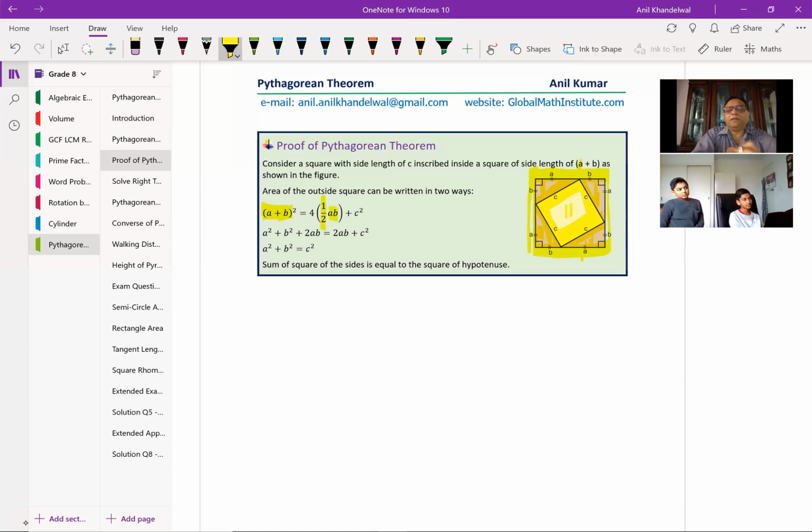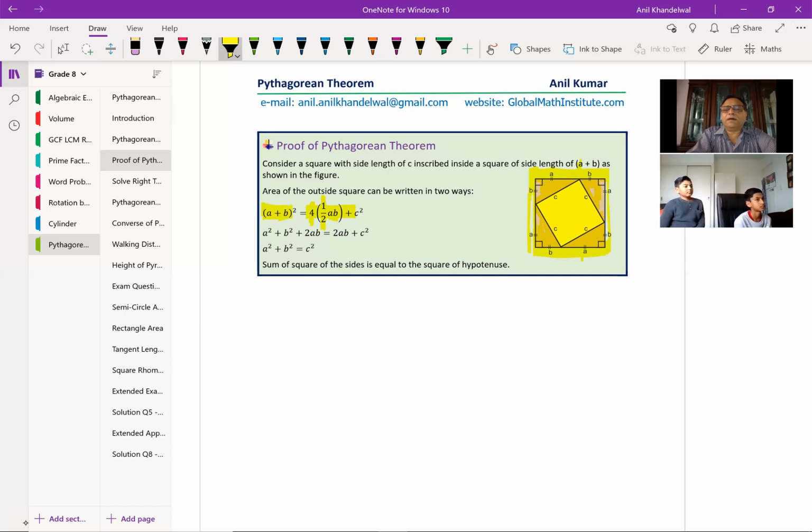Half of a times b is the area of each small triangle, right? We have four of such triangles, so I'm multiplying that by 4, correct? Yes. Adding the area of the square inside. The inside square has area c square, right? So when I add that, I get the area of the big square. Perfect. Same area. So we have our equation: (a + b) whole square equals 4 times half of ab, the sum of these four triangles, plus c square.